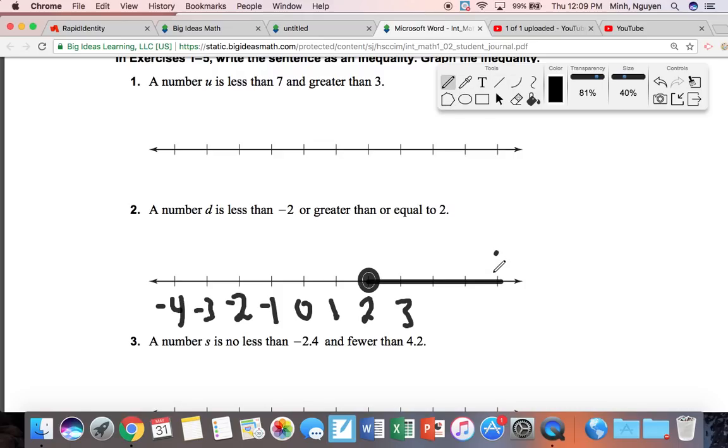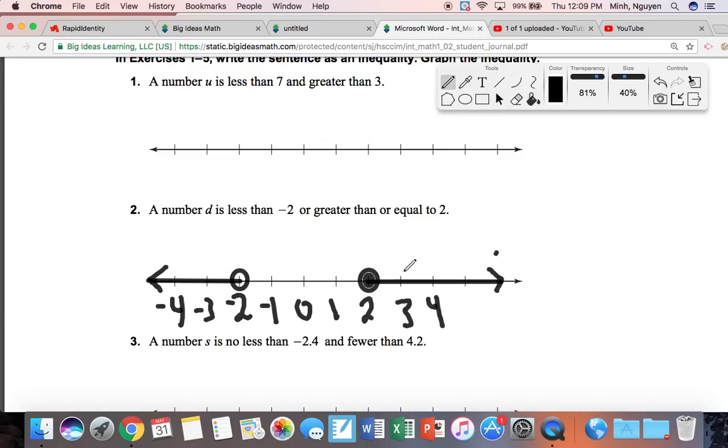Again, 3 is greater than 2, so we can go to the right. Or less than -2. Less than, no equal, so we're just going to be an empty circle, and there is your representation.